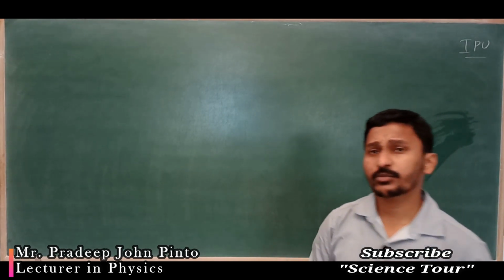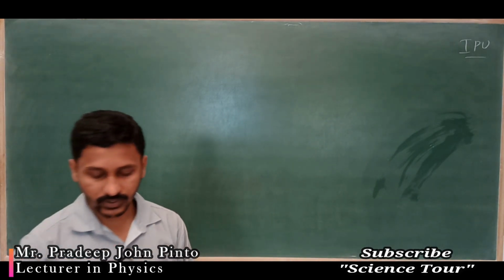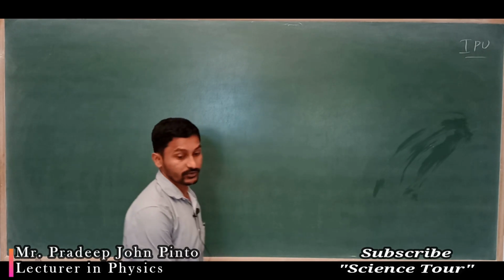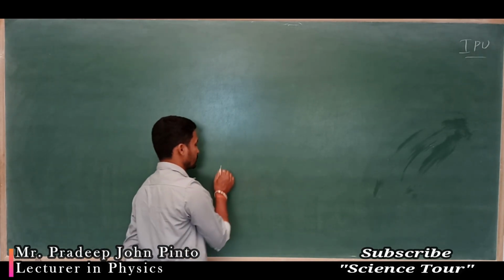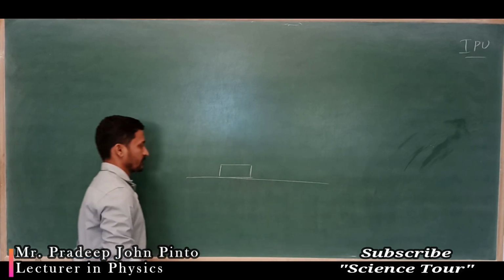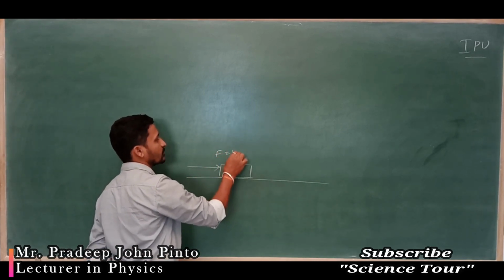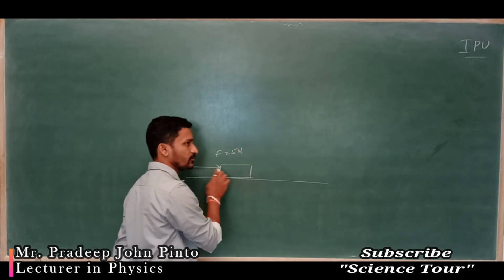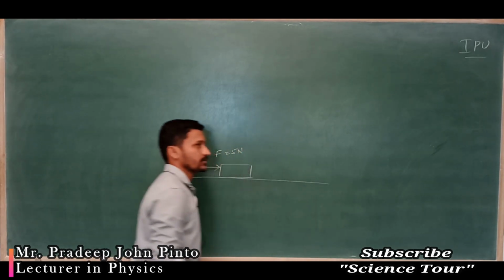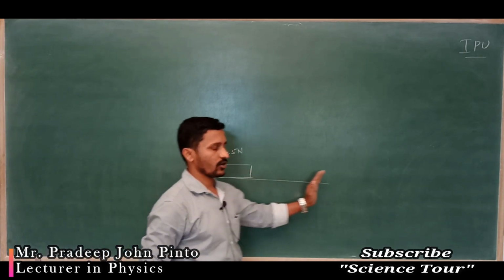Now we were talking about the constant force, right? Say for example, the work energy theorem for the constant force. What do you mean by constant force? See, say for example, one object is there, and you are going to apply some force. Say F is equal to 5 Newton, means only 5 Newton you are going to apply, not more, not less. 5 Newton, constant.